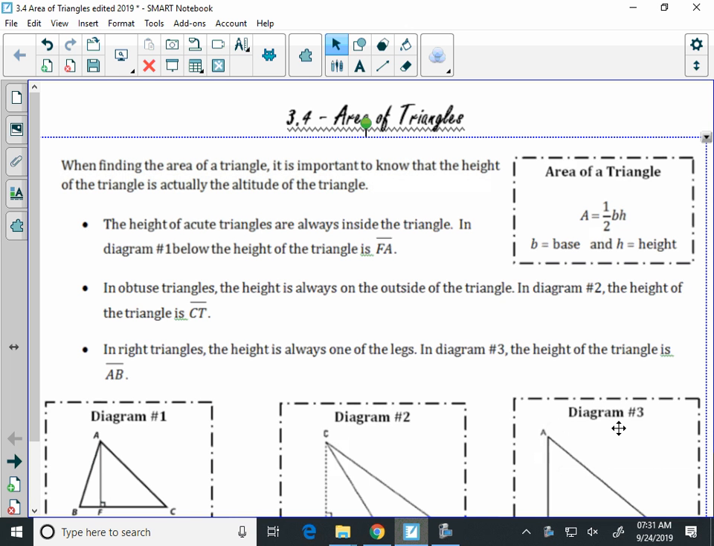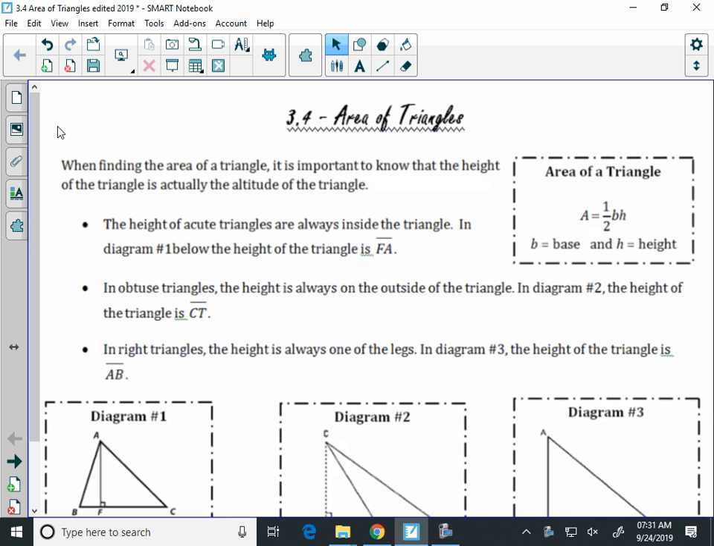When finding the area of a triangle, it's important to know that the height of the triangle is actually the altitude. So if you look at the formula for area, and you will be given this formula, I feel like we know it pretty well, but you will have this. You don't have to worry about memorizing it. But the area of a triangle is just 1/2 base times the height. B stands for base and H stands for height. So the area is in that box. You will have it. You don't have to worry about memorizing it.